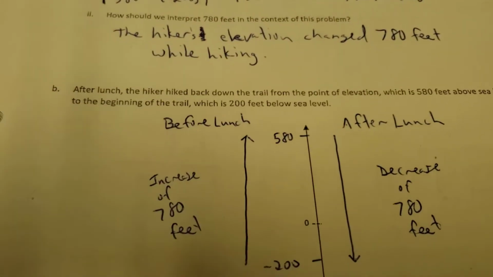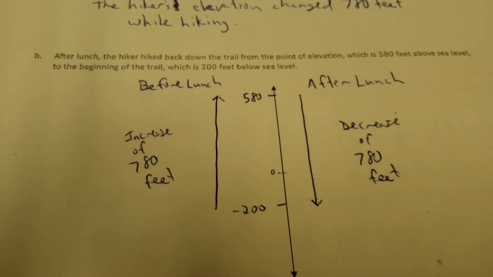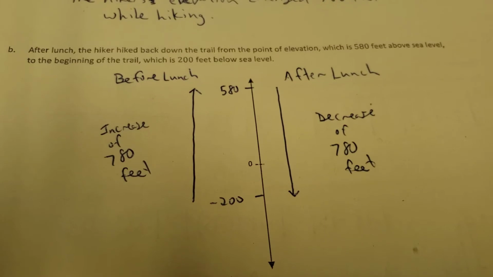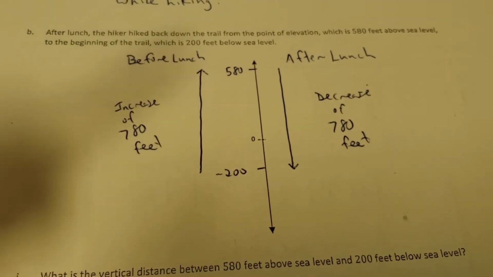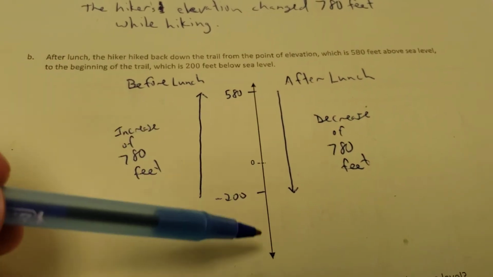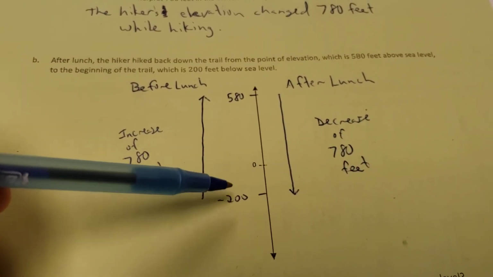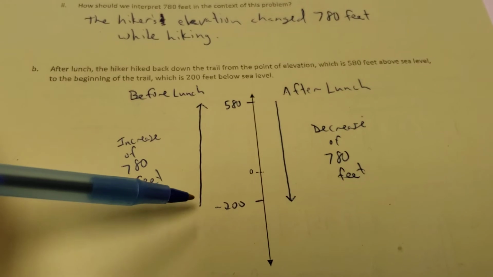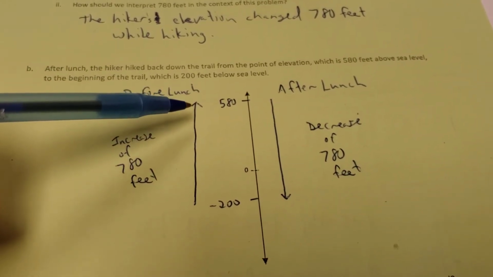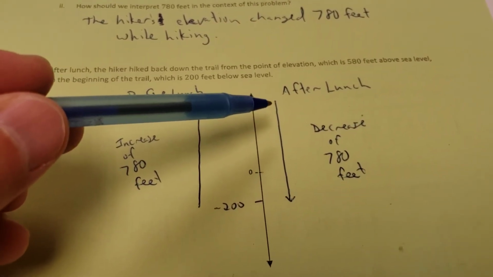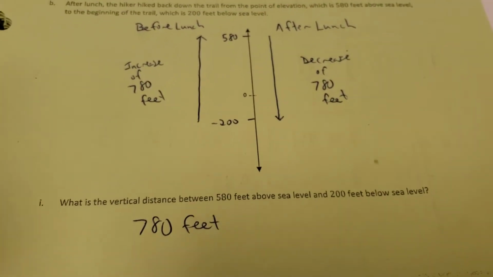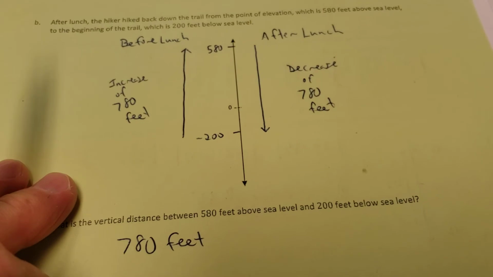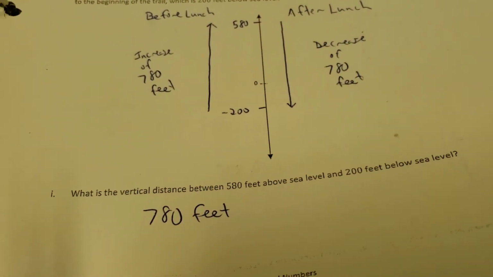Now here in our picture, it says after lunch, the hiker hiked back down the trail from the point of elevation, which is 580 feet above sea level, to the beginning of the trail, which is 200 feet below sea level. So on the number line here, it's a vertical number line. I got the -200 here, went with 580. Well, before lunch, there was an increase of 780 feet. And after lunch, going back down, it's a decrease of 780 feet. So what's that vertical distance between 580 feet above sea level and 200 feet below sea level? That is 780 feet.